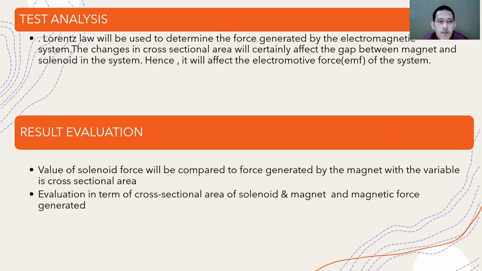For the result evaluation, the force generated by the solenoid will be compared to the force generated by the magnet, where the variable, as I said before, is the cross-sectional area. The evaluation for the project is in terms of the cross-sectional area of the solenoid and the magnetic force generated.